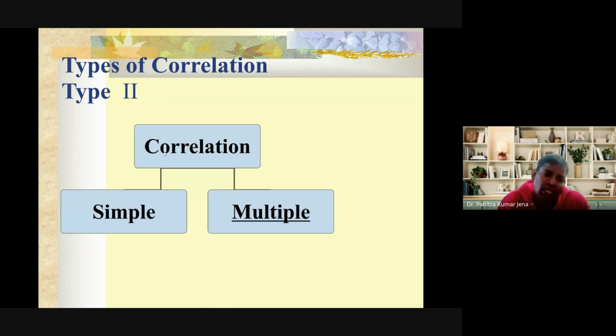Then the second type of analysis of correlation is simple correlation and multiple correlation. As I told, in simple correlation, we have one dependent variable and one independent variable. In the correlation, you don't have dependent and independent variables. In simple correlation, you have two variables. In multiple correlation, you have more than two variables.